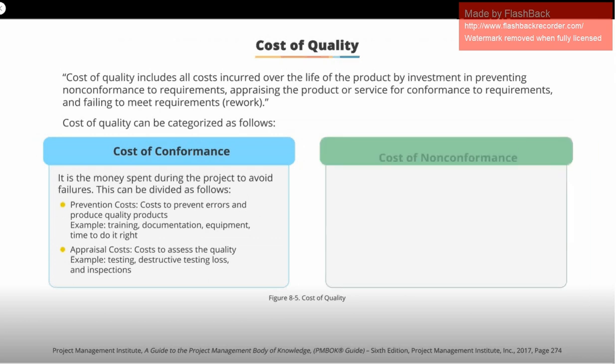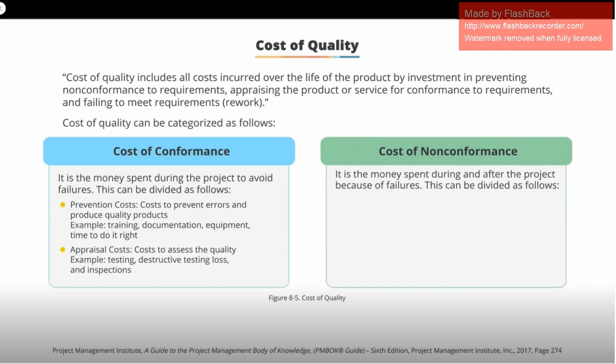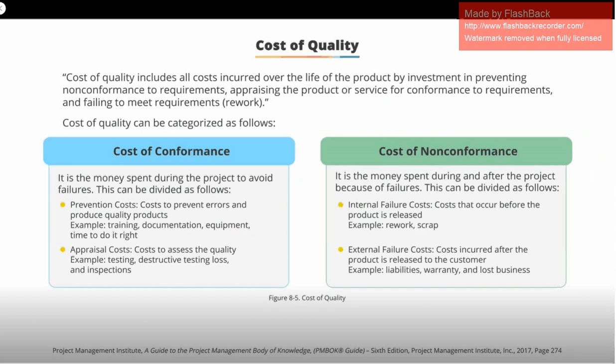The second category is the cost of non-conformance. It's the money spent during and after the project because of failures. This is subdivided into internal and external failure costs. Internal failure costs are the costs of failures that occur before the product is released to customers, for example, rework and scrap. The second subdivision is external failure costs. This is the costs incurred on failures that occur after the product has been released by the team, for example, liabilities, warranty work, and lost business.